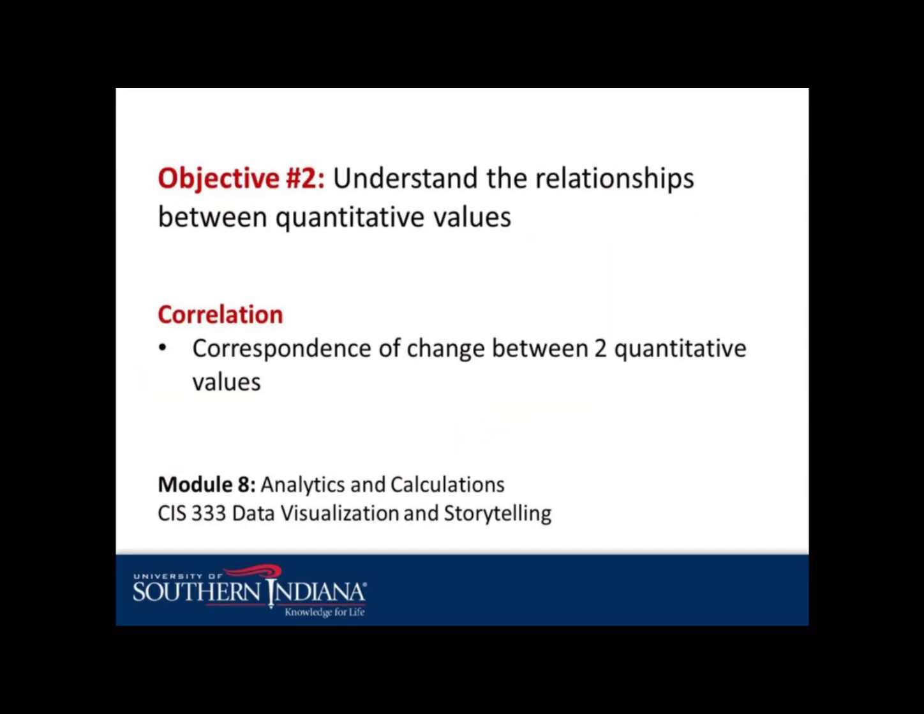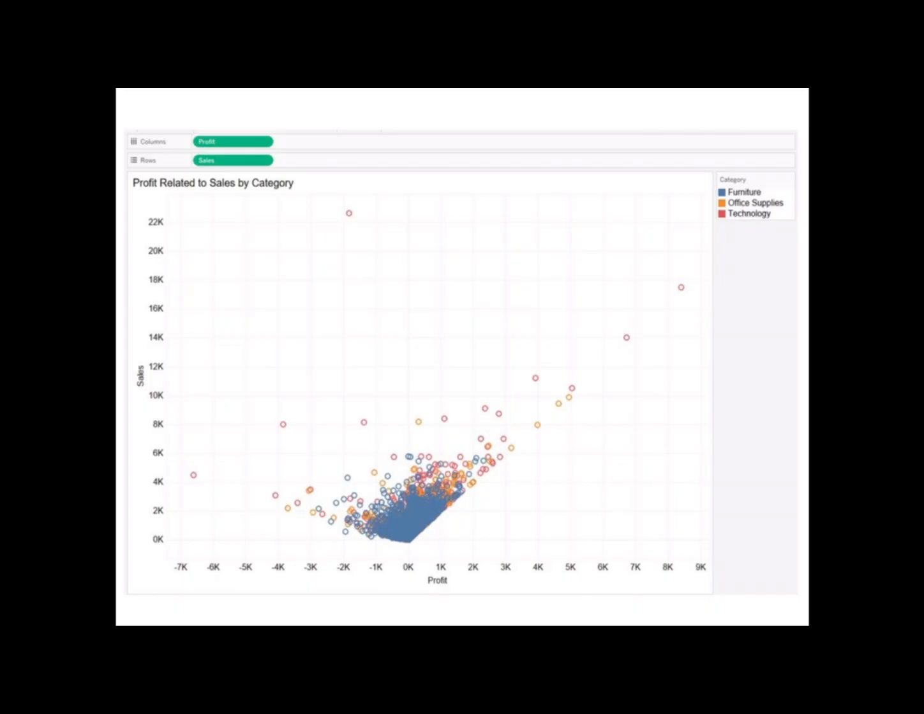And now let's look at correlation. This is our third type of quantitative value relationship. This represents a correspondence of change between two quantitative values. And we're going to look at that scatter plot again. Scatter plots are always representations of correlations. So when profit goes up, what happens to sales? That is the key here. That's what we're visualizing here. So when one value in a data set changes, how does that affect the corresponding value in the other quantitative set?